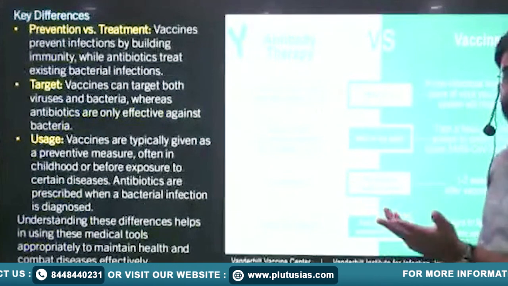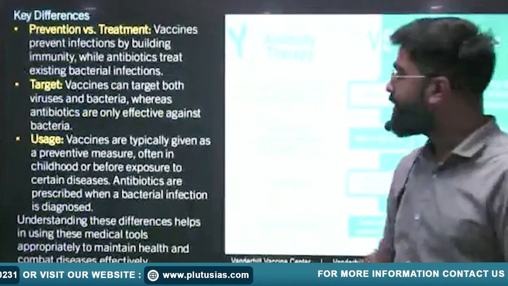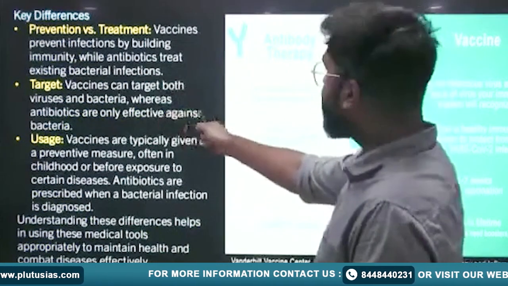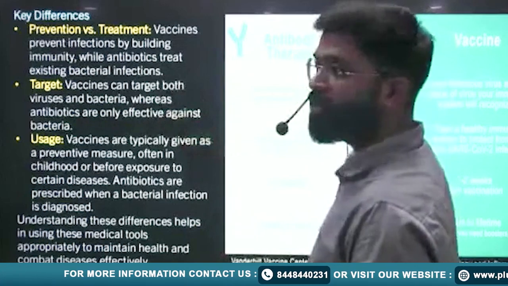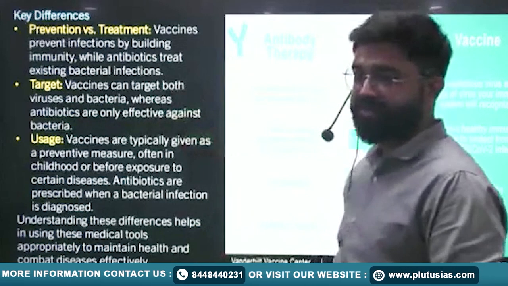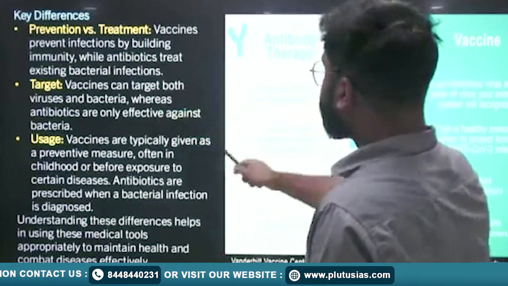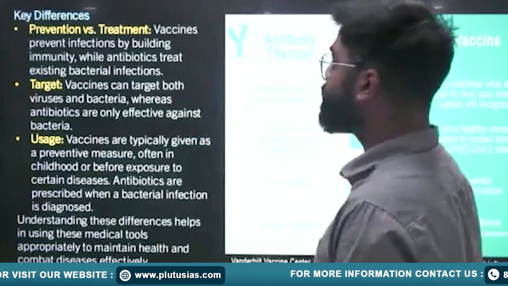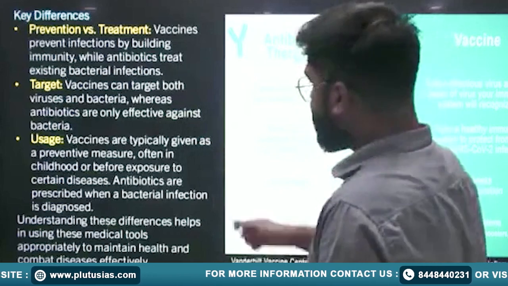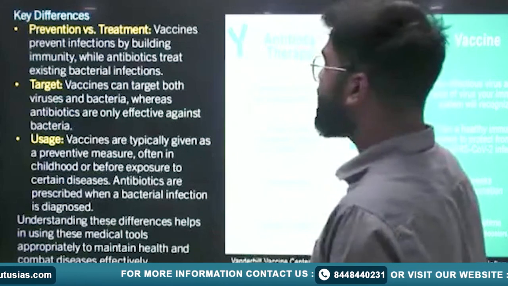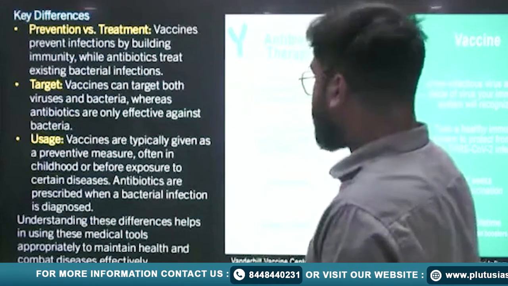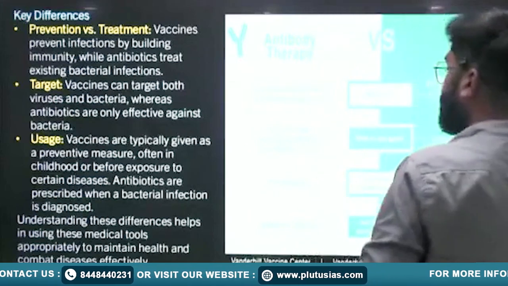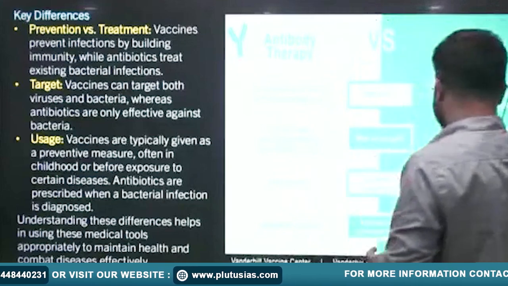Then, key difference: prevention and treatment. One is used for prevention, another one is used for treatment. Target: vaccines can target both viruses and bacteria, but antibiotics are only for bacteria. We have discussed that. Usage: vaccines are typically given as a preventive measure, often in childhood or before exposure to a certain disease. But antibiotics are prescribed when a bacterial infection is diagnosed. Understanding these differences helps in using these medical tools appropriately to maintain health and combat disease effectively.